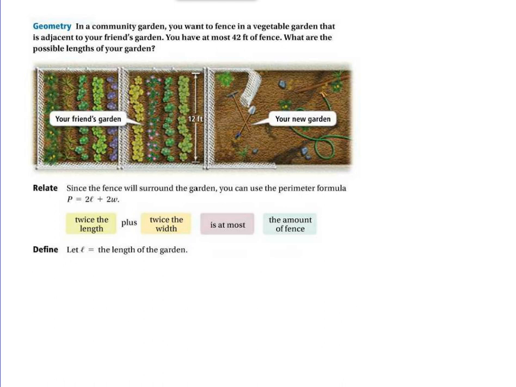So here's your new garden right here. You're trying to fence it in. You have your friend's garden right here. You've got a dimension right here of 12 feet. So notice what shape this garden is. It's a rectangle. So this side right here would be how long? 12. This side is 12. How long is the garden this way? We don't know. That's what we're looking for. What are the possible lengths of your garden? We don't know, so that's going to be our variable. We'll call that x.